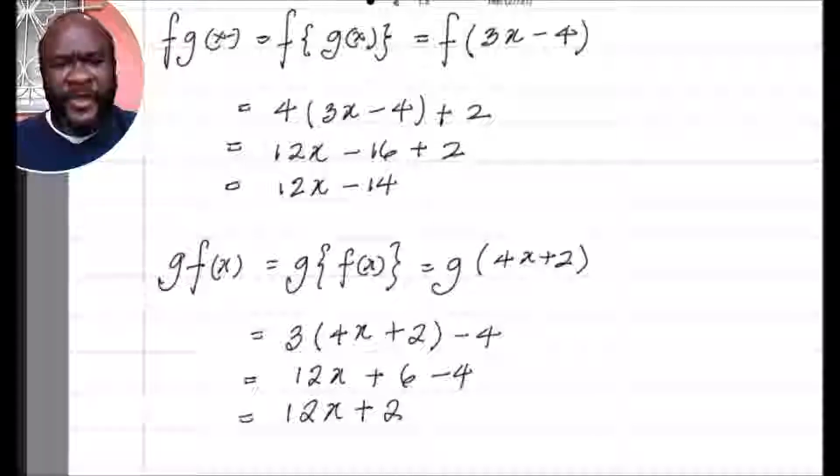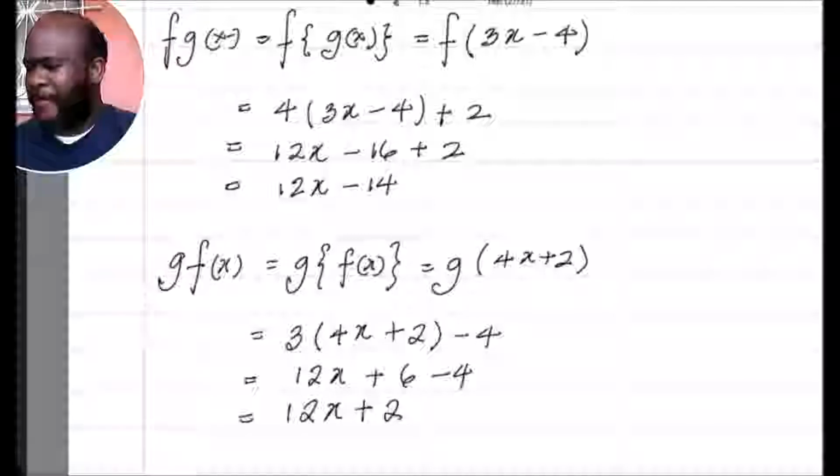So g of f of x is a function in which the range of f is the domain of g. And to find g of f of x, in g, wherever I see x, I will take out x and put f.